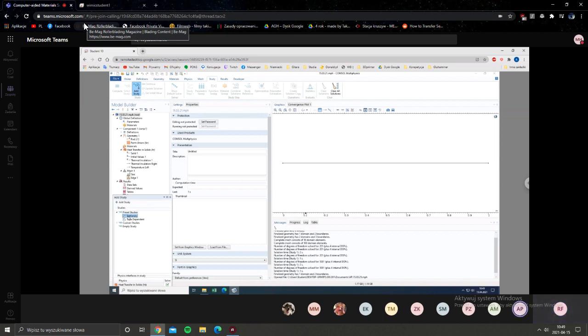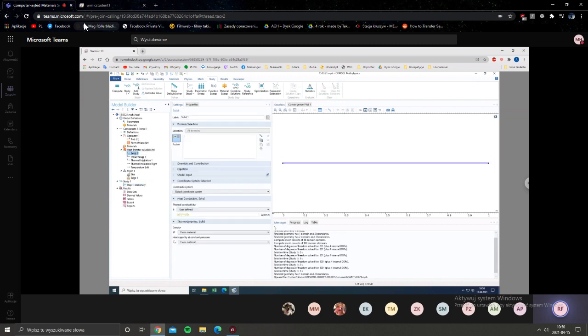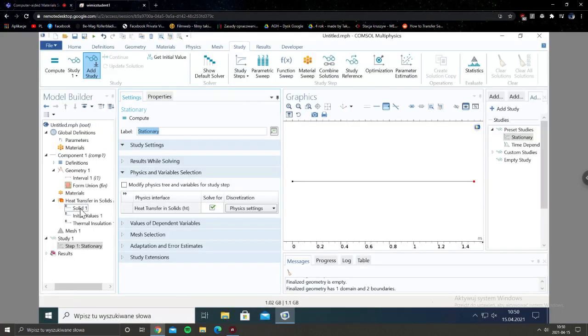right. When you click at study, what's going on? Nothing? No, it works. It works. I added stationary. Yes. All right. It is stationary now. So it is correct. Go back to heat transfer in solid 1. Okay, here. Right click to equation.